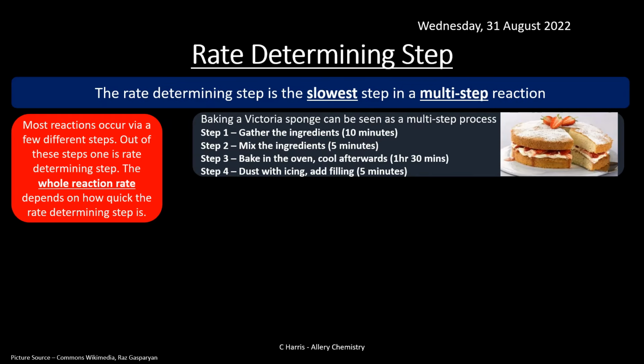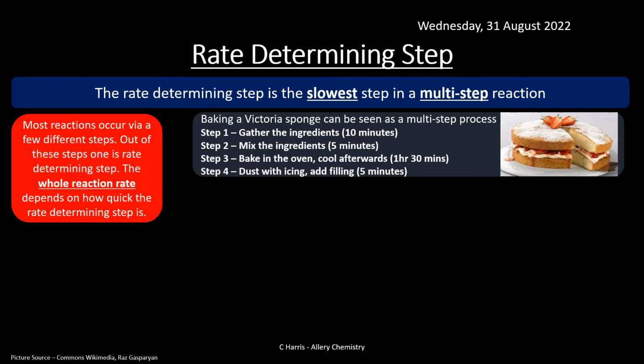Baking a Victoria sponge can be seen as a multi-step process. We don't just get the ingredients, chuck them together, and hey presto, you've got a cake. You've got different steps involved in making it. Step 1 is obviously to gather the ingredients, so that'll take about 10 minutes. Step 2 is to mix all the ingredients together, about 5 minutes. I appreciate some people might be saying, hang on, it might take longer than that. Yeah, it might. This is just to illustrate something, okay?